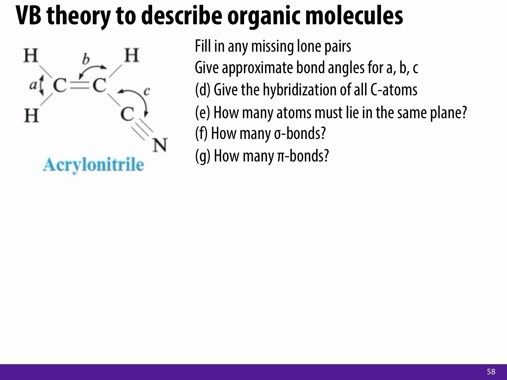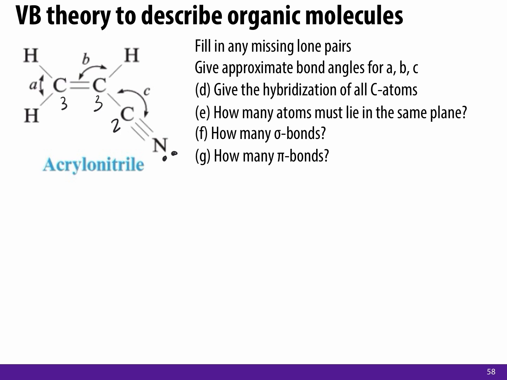Remember to first fill in your lone pairs and then answer each question. Okay, in this case, the only missing lone pair is over here. Nitrogen has 6 electrons but needs 1 more lone pair. To give the bond angles, if we want to know the bond angles, we need to know the steric number and therefore the electron geometry around each atom. So our steric number on this carbon is 3. Our steric number on the second carbon is also 3. Our steric number over here is just 2 bonded atoms, so steric number is 2.